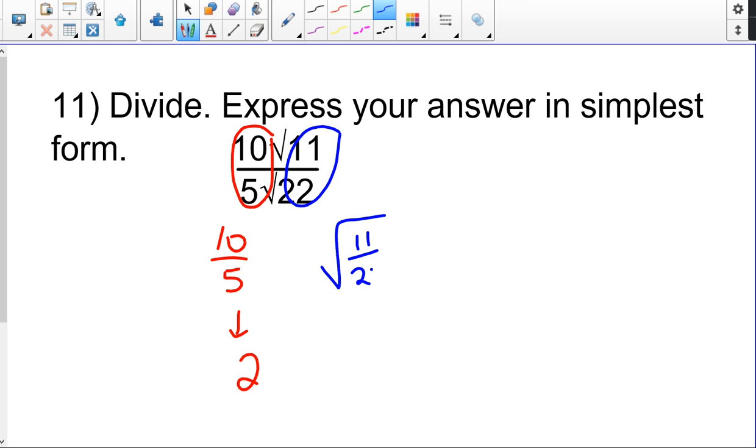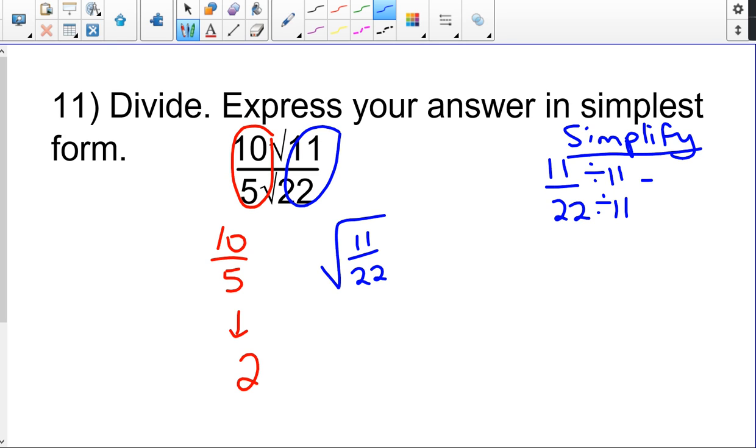11 over 22. Well, 11 over 22 doesn't get me a whole number. So I might want to think about simplifying this fraction by dividing the top and bottom by the same number. So I'm thinking about simplifying the fraction. I look at 11 and 22, and the common factor is 11. They can both be divided by 11. So I'm going to divide the top by 11, divide the bottom by 11.